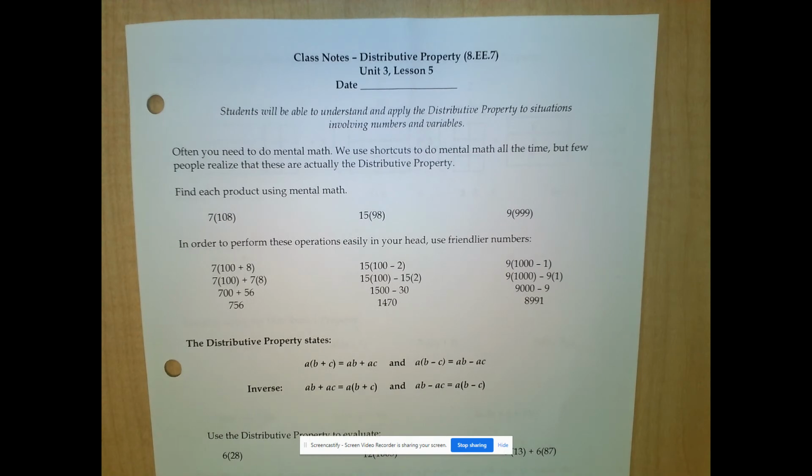MSM3. We're doing Unit 3, Lesson 5. We are talking about the distributive property. Often you need to do mental math, and we usually use some sort of shortcuts to do that. And one of the shortcuts that we use, your parents included, is the distributive property.